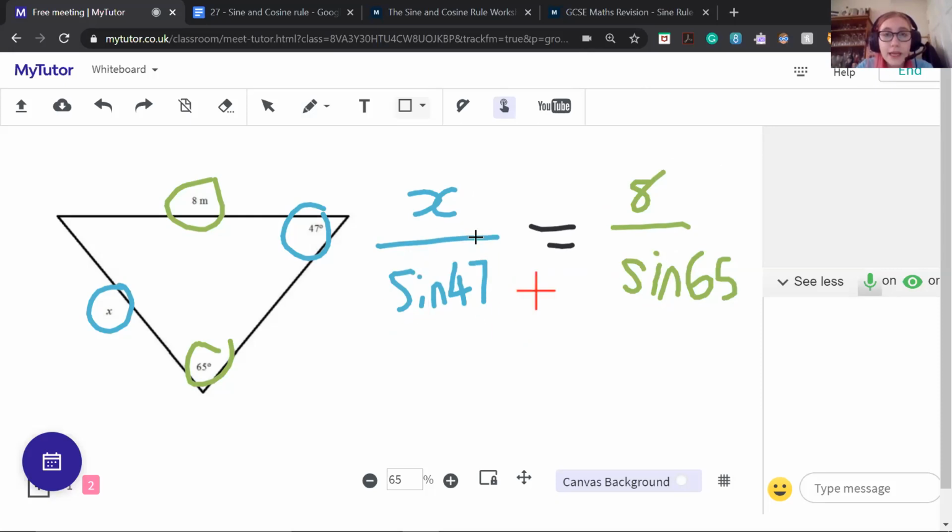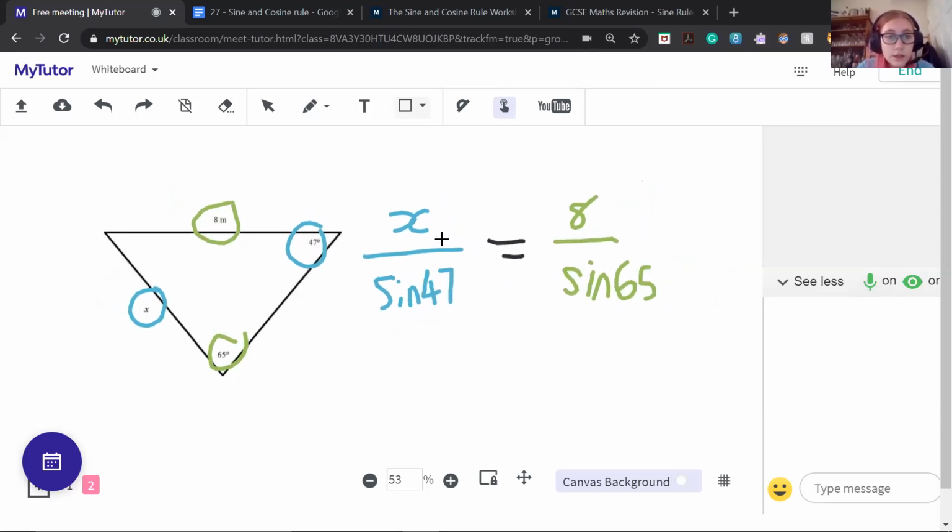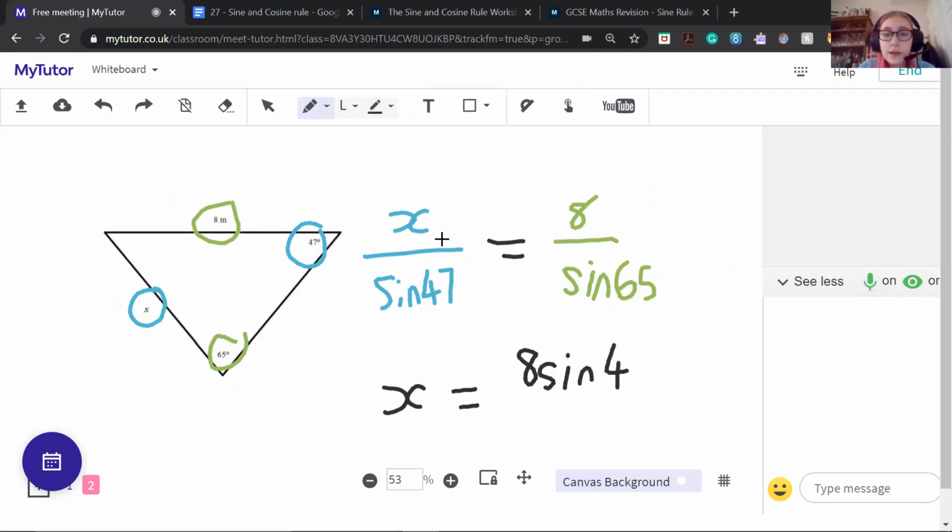So what we're going to do here is multiply it up by sine 47. So we take x, and when we multiply up, remember we just multiply the numerator, so we just multiply that number on the top. So x equals, and we're going to write this as 8 sine 47 over sine 65. So hopefully that makes sense as to how I did that.